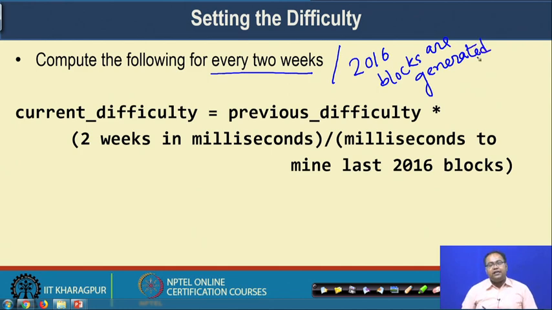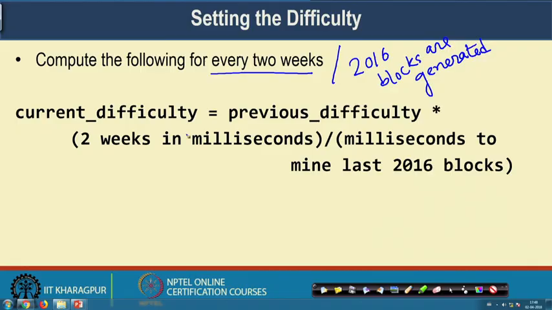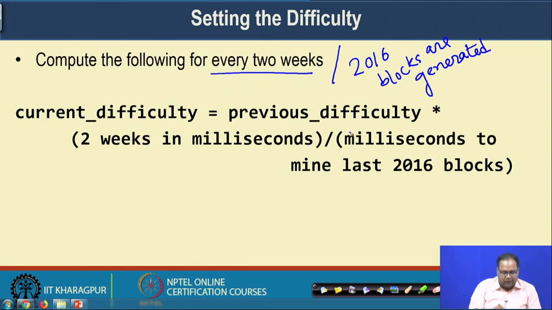So, our expectation is that within 2 weeks we want to generate 2016 blocks. So, that inter-block generation time becomes equal to 10 minutes. So, we set the difficulty in this way. The current difficulty will be the previous difficulty, the difficulty that was earlier, multiplied by 2 weeks in milliseconds, the total 2 weeks duration, divided by milliseconds to mine the last 2016 blocks.